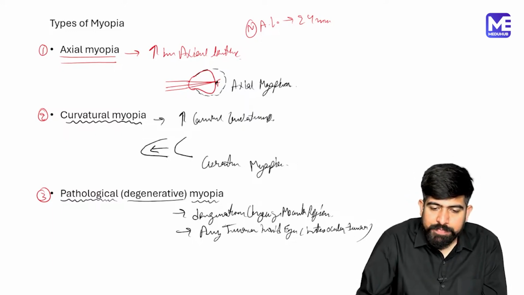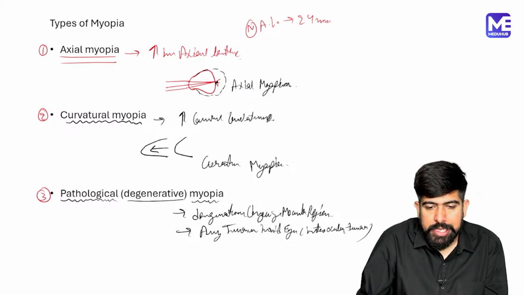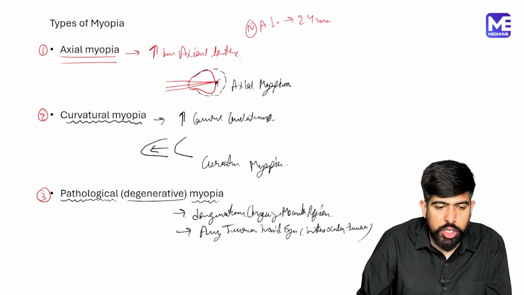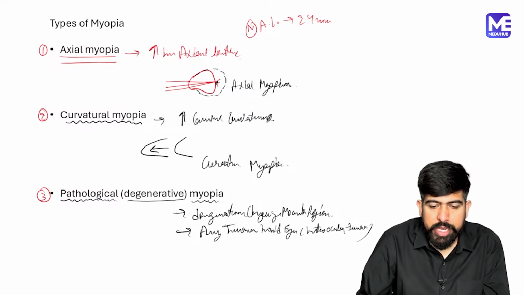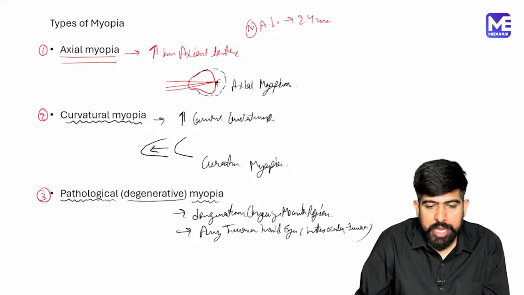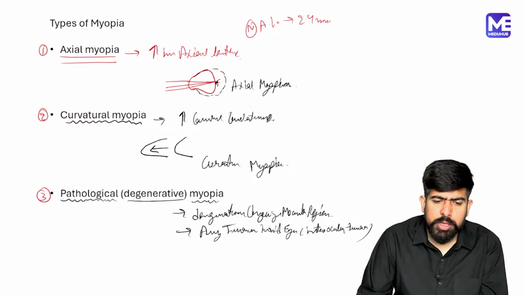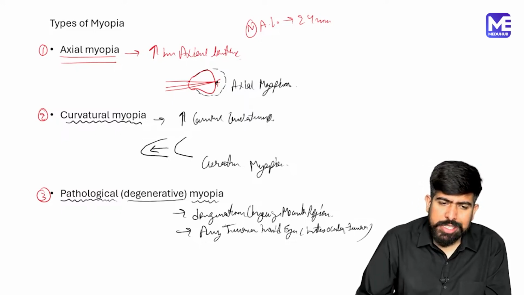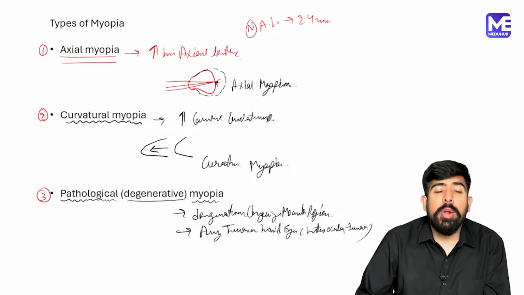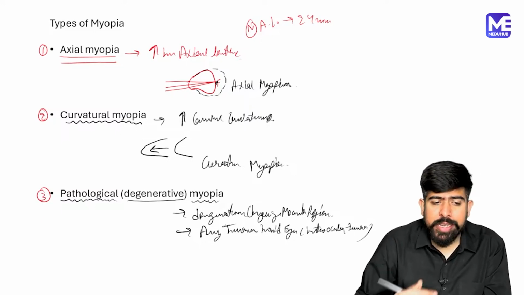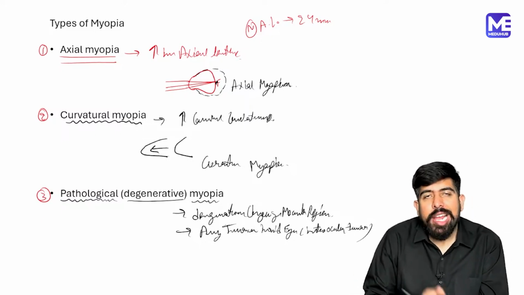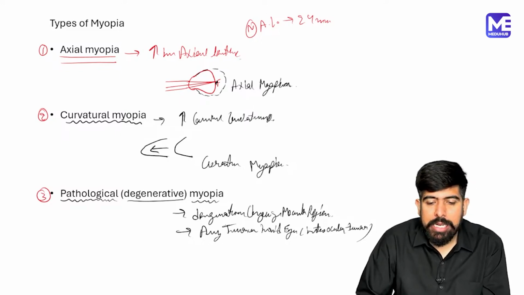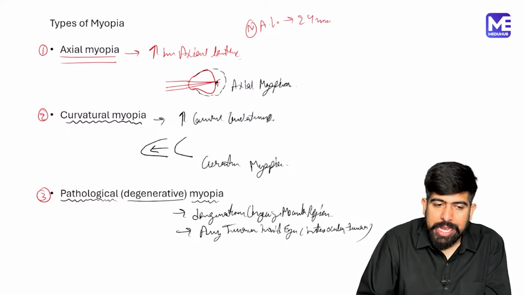Very good. Now, should we move forward? Yes. Let's talk about the special type, your pathological myopia, where the pathology will be seen. But what about the axial and the curvatural? Of course, if the curvature increases, this is curvatural myopia. If your axial length increases, this is your axial myopia, right? So now, is it clear to you?